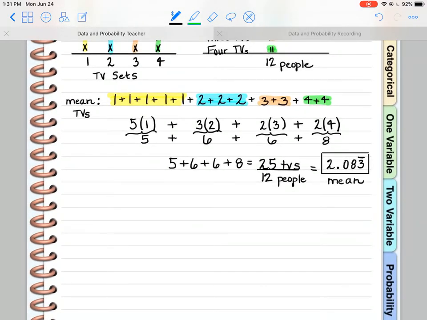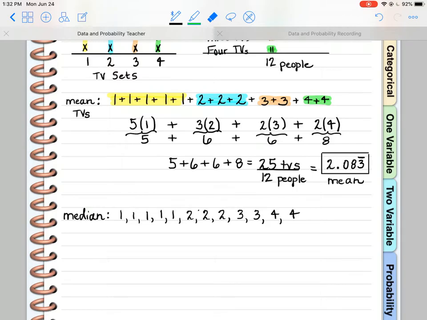Okay, the median. Now, for median, remember we have to put these in order. So this list is the list that I want. And I'm using commas this time because I'm not planning on adding anything. I'm just listing all the households in my study. Make sure you get them all. 1, 2, 3, 4, 5, 6, 7, 8, 9, 10, 11, 12.